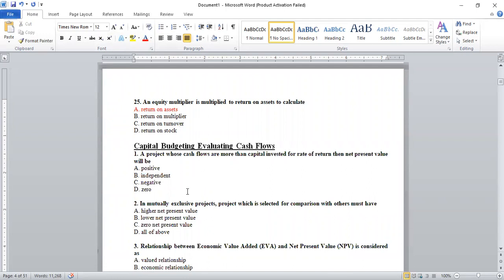Yeah, we come to the other topic, which is capital budgeting, evaluating cash flows. First question. For a project whose cash flows are more than the capital invested at a required rate of return, the net present value will be positive.